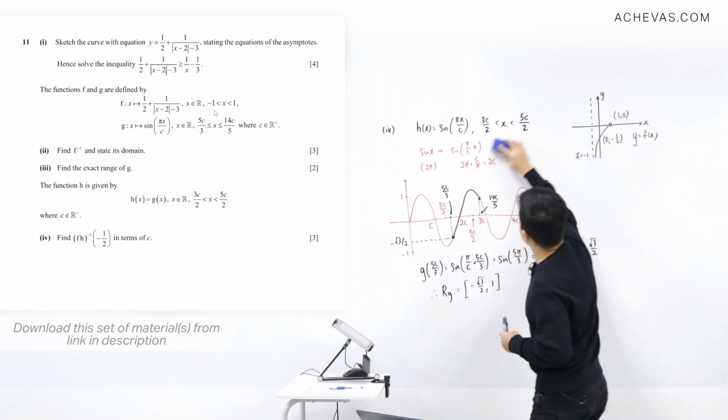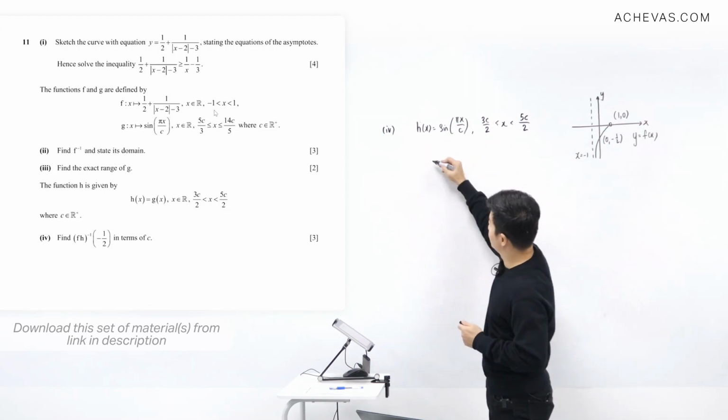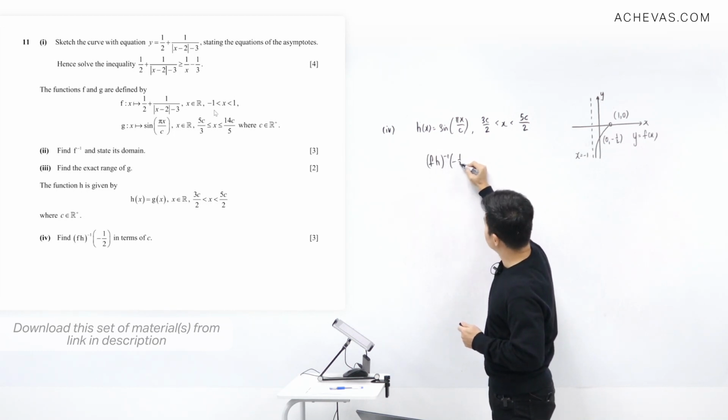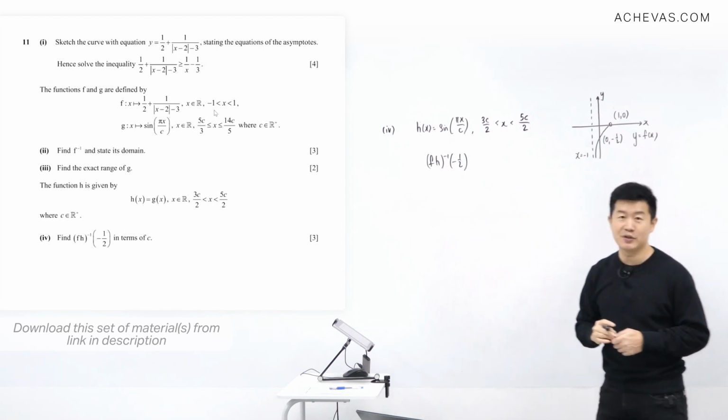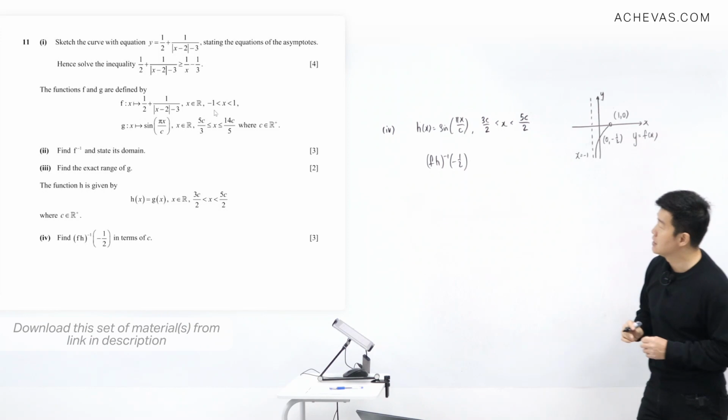Okay, let me erase this. And we're supposed to find FH inverse. Let me try to write it down. FH inverse of minus half. We are supposed to find this in terms of C. Okay, find this in terms of C.